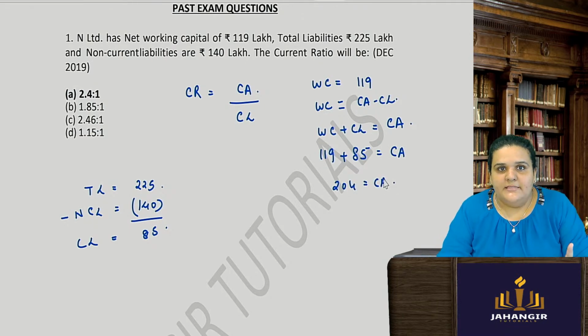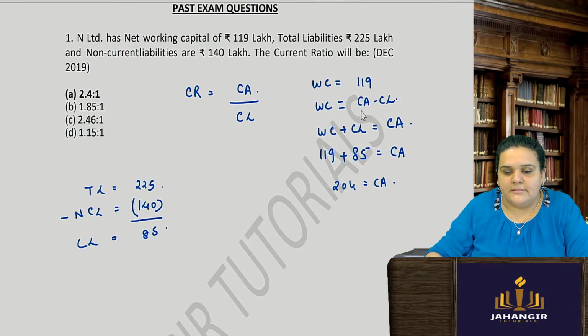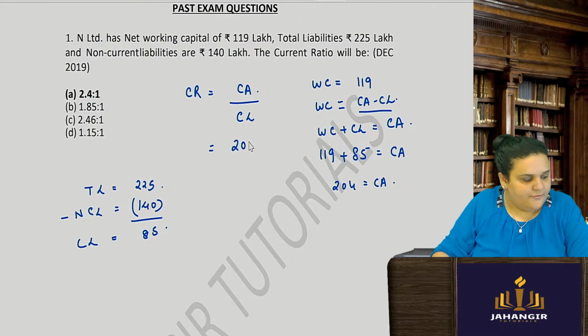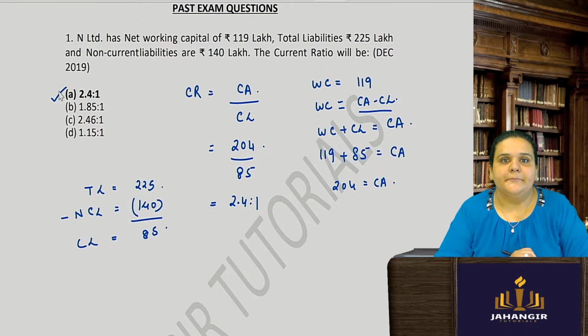Total liabilities and non-current liabilities were directly given to me. I found my current liabilities. With the help of my current liabilities, I can find my current assets, because working capital is given. Working capital formula is current assets minus current liabilities. Therefore, current assets is 204. So this will be 204 divided by 85. Your answer will come as 2.4:1. So this is my answer.